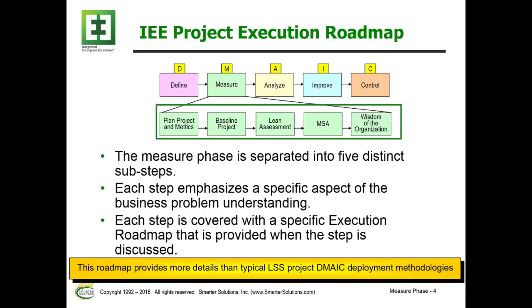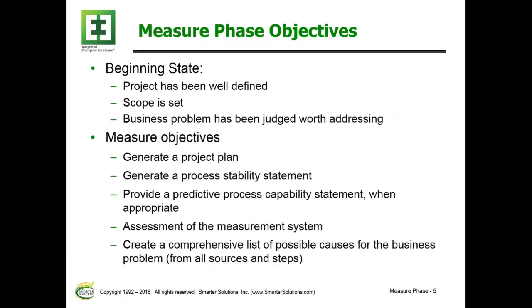So let's look at the various activities that we have. We've got plan project and metrics, baseline the project, Lean assessment, measurement system analysis, and wisdom of the organization. Now, I'm going to walk through each one at a high level, and then later we'll be getting into more details of what actually needs to be undertaken within each of these various steps. So one of the assumptions is that when we get into this roadmap, the project has been well defined. The scope is set. The business project has been judged worthy of addressing.